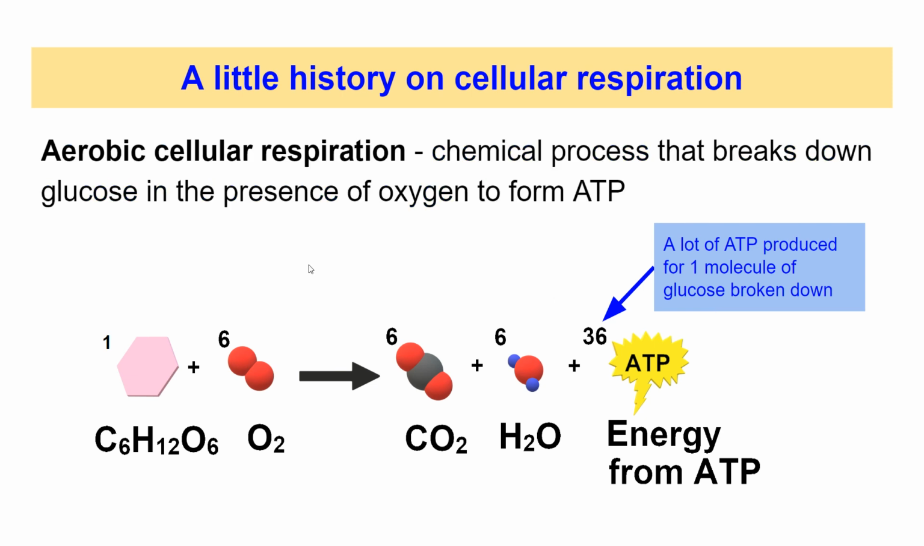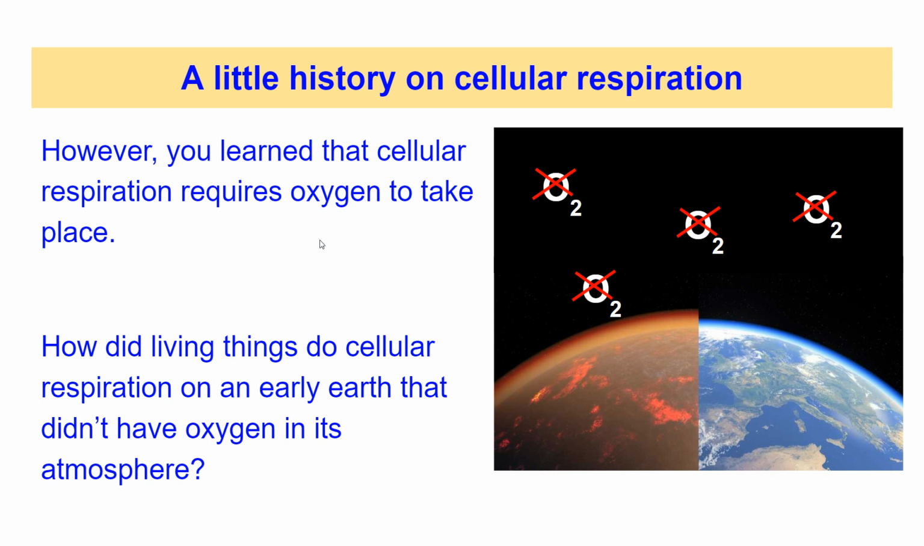This process is known as aerobic cellular respiration. It's the chemical process that breaks down glucose in the presence of oxygen in order to form that ATP. Once again, this process really can only happen if you have oxygen. However, there are situations where we're going to need to do this without oxygen.